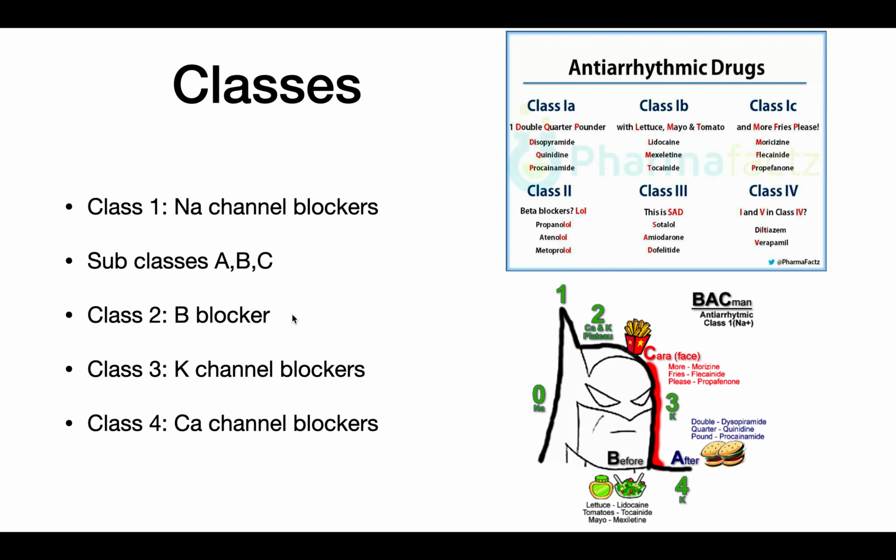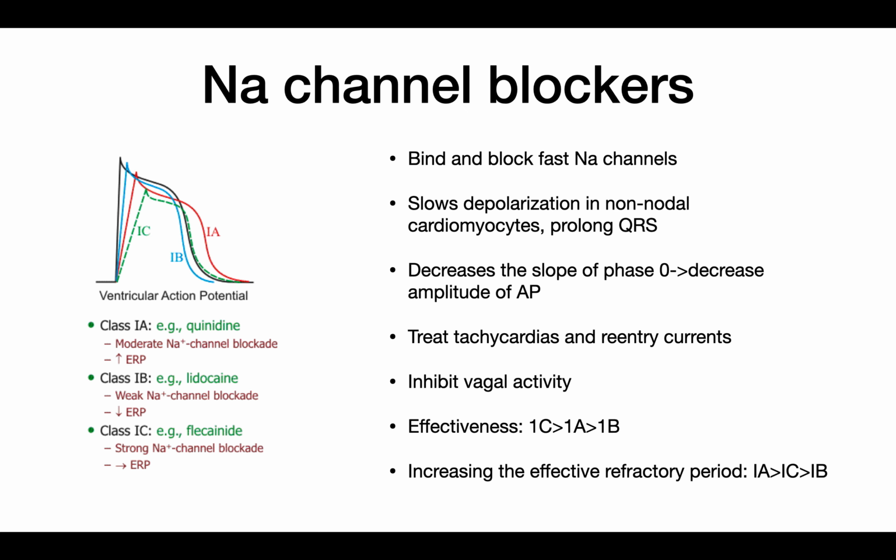Class 2 are going to be your beta blockers, and remember, ends in LOL. And class 3 are your potassium channel blockers, and class 4 are your calcium channel blockers, and we'll go through them. So the sodium channel blockers will bind and block fast sodium channels, and it slows the depolarization in the non-nodal cardiomyocytes. So it's going to slow the depolarization in the heart muscle itself. And it decreases the slope of phase 0 by decreasing the amplitude of the action potential, as you can see here.